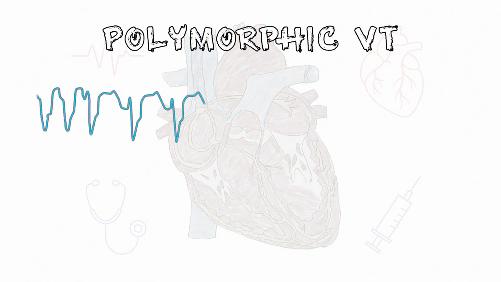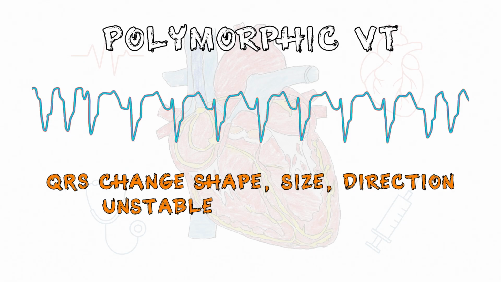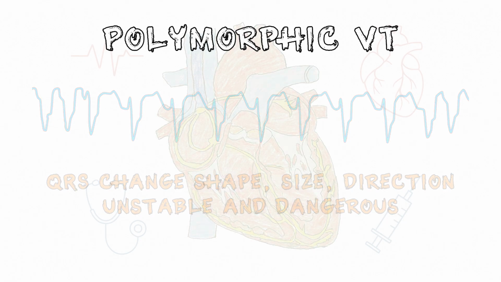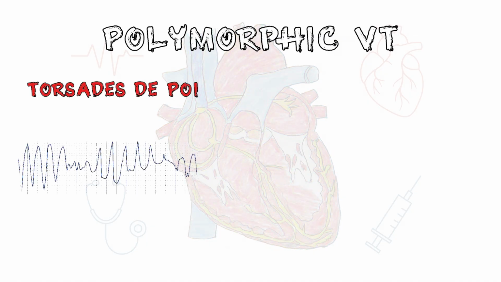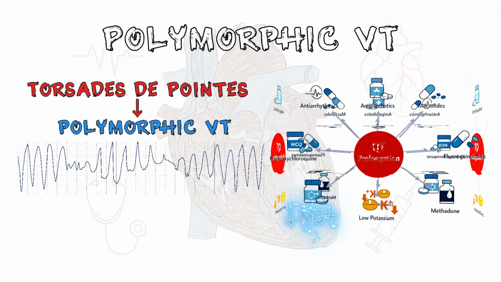The QRS complexes change shape, size and direction. This is much more unstable and dangerous. The most famous subtype is Torsades de Pointes, a special form of polymorphic V-Tach, where the QRS complexes appear to twist around the baseline. The primary cause is low magnesium.